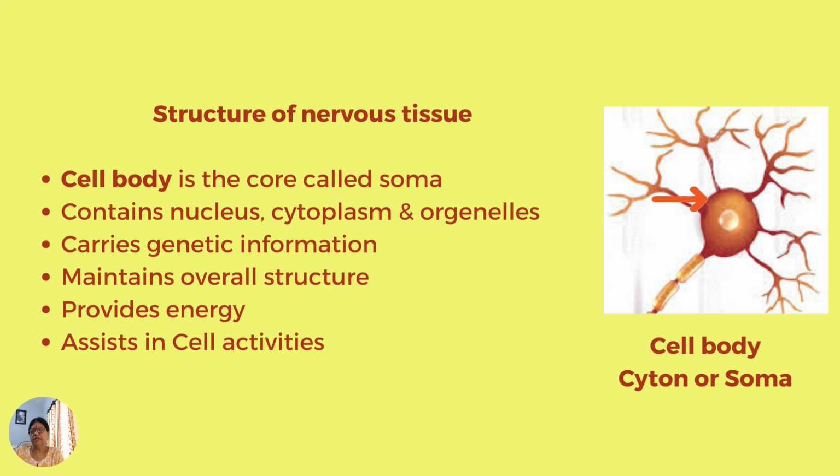The cell body in a nerve cell is its core. It is also called soma or cyton. The cell body consists of the nucleus and specialized cell organelles like the endoplasmic reticulum, Golgi apparatus, and mitochondria. The cell body is an essential part of a neuron and carries genetic information. It also helps maintain the cell's overall structure and provides energy to carry out the cell's activities.